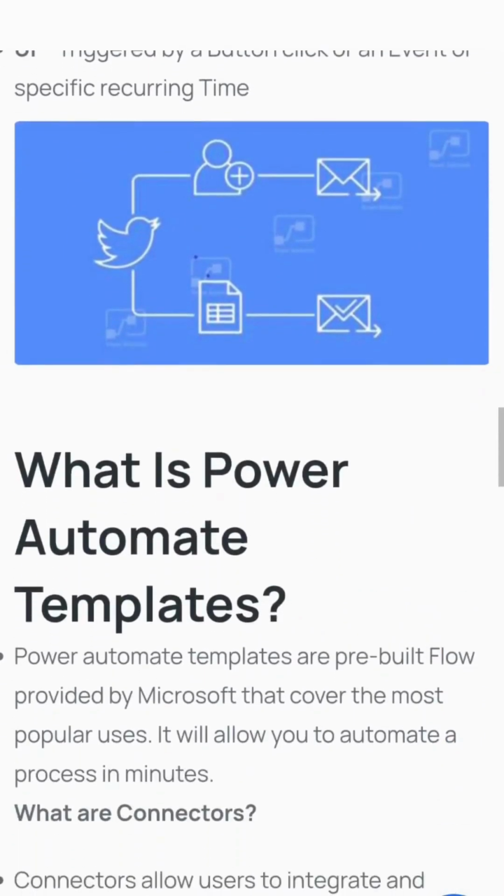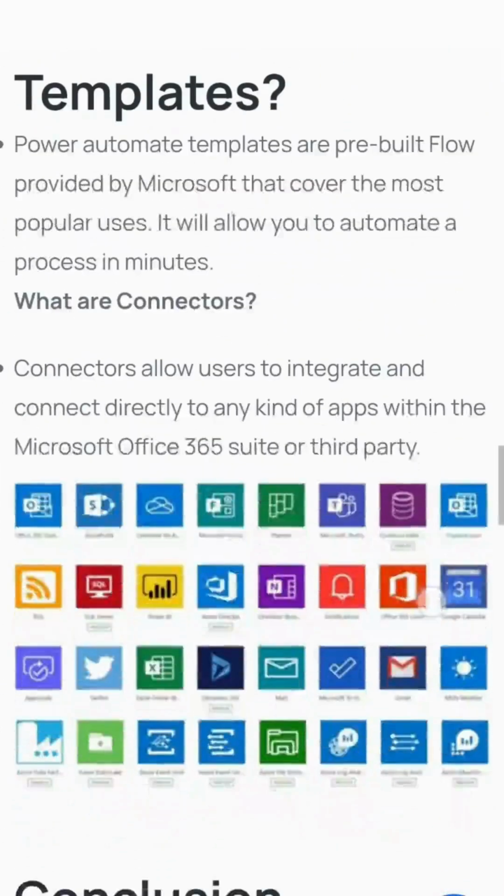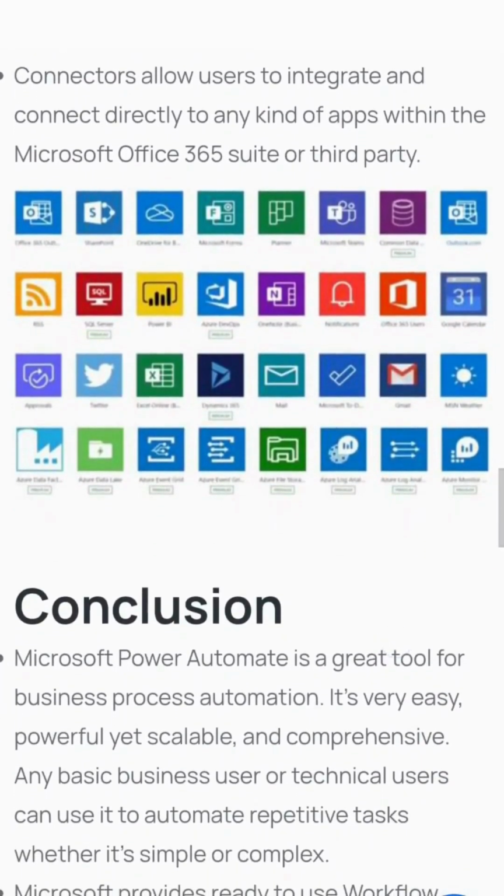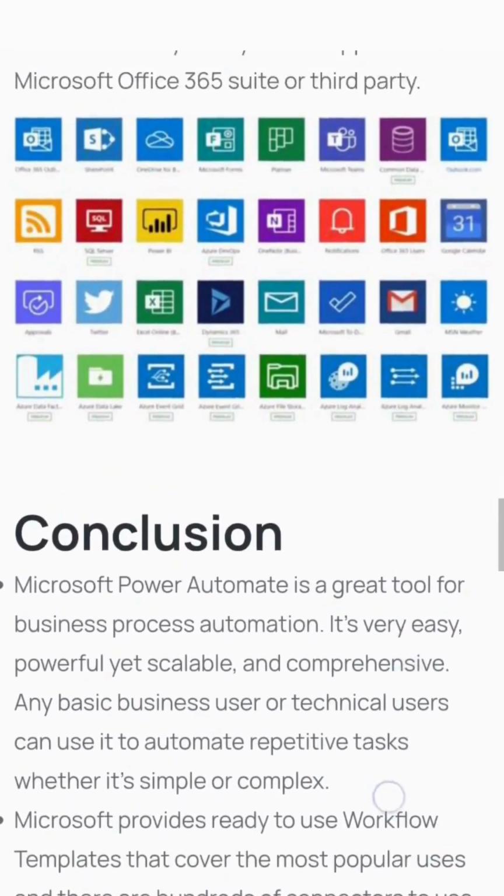Types of flows: instant, triggered on a button click; automated, triggered with an event; scheduled, triggered at a scheduled time, and mostly it is recurring. UI flows are triggered by a button click or an event or a specific recurring time. Power Automate templates.